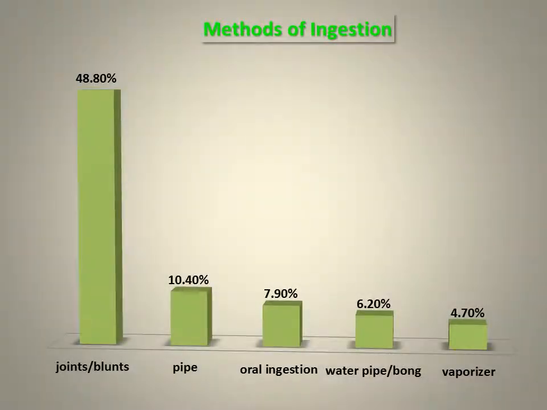When asked about their primary method of ingestion, 48.8% reported using joints or blunts, 10.4% reported pipe use, almost 8% used oral ingestion, such as baked goods, oils, or tinctures, and 6.2% used water pipes or bongs. Although only 4.7% report using a vaporizer as their primary method of ingestion, this is more than twice the rate of vaporizer use reported by Earleywine and Smucker Barnwell in 2007, who did a general survey of cannabis users, and that might suggest that this sample, which is a medical user group, has a higher commitment to potentially healthier ingestion techniques compared to cannabis users in the general population.